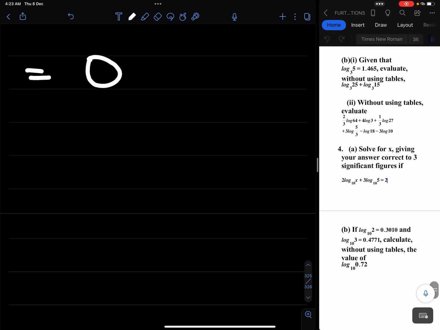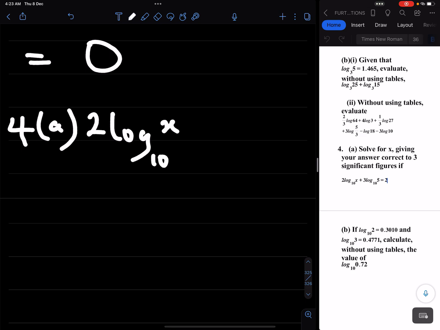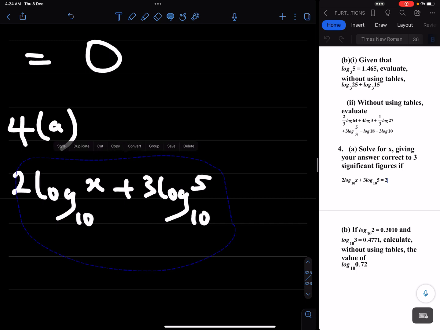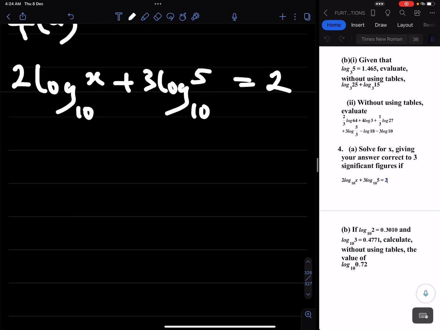Now let me do number 4. Let's go to number 4a quickly. Solve for x, giving your answer correct to 3 significant figures if 2 log x base 10, the base is even given here, plus 3 log 5 base 10. Let me write that on a single line. Plus 3 log 5 base 10 equals 2. Find the value of x correct to 3 significant figures.